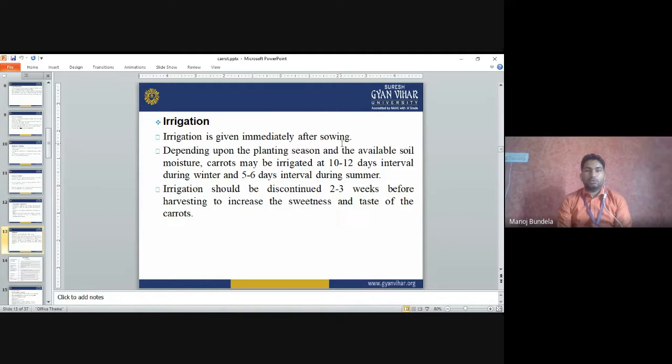Irrigation should be discontinued 2 to 3 weeks before harvesting to increase the sweetness and taste of the carrot. If we want to increase the taste and sweetness in carrot, we have to discontinue irrigation, meaning for 2 to 3 weeks we do not apply water. So the sweetness and taste of the carrot will be increased.